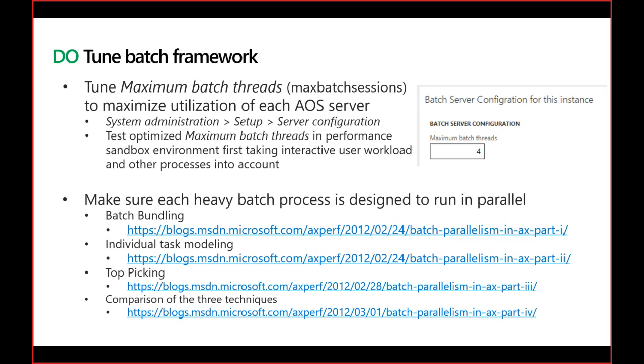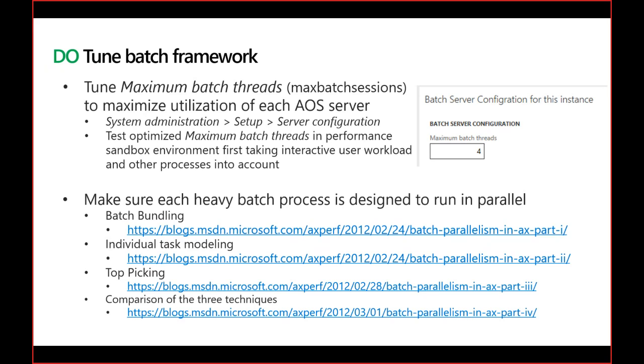So you always have to take into account that if you stress an AOS server completely with batch workload, it probably will hurt the performance of the user interaction. So by this maximum batch threads, you in a way limit the number of threads that the batch can utilize on a specific batch server. By default, it's on 4, and we see a lot of times it's not tuned.